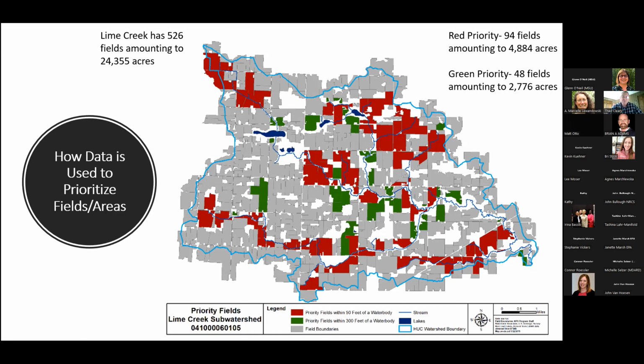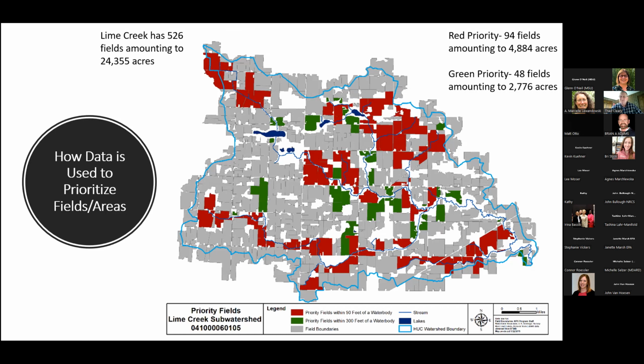So this is just an example in one watershed. You see there were 526 fields in this watershed, a little over 24,000 acres of practices. So we went through just looking at the different attributes that we've collected on these fields. In the first set there, the red priority fields, we looked at fields within 50 feet of a surface water body. And we looked at whether they had tillage done in the fall, and if they had low residue numbers in the spring. We also identified ones that had the potential for CAFO manure applied to them. So we ran that scenario and came out with those fields.